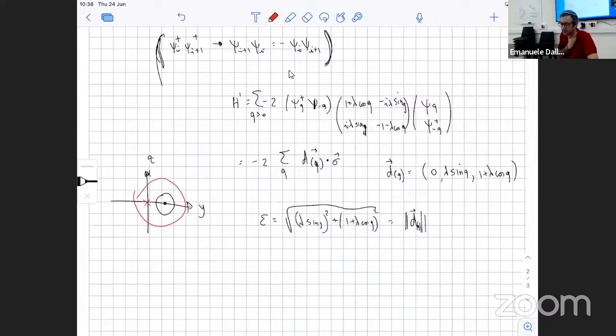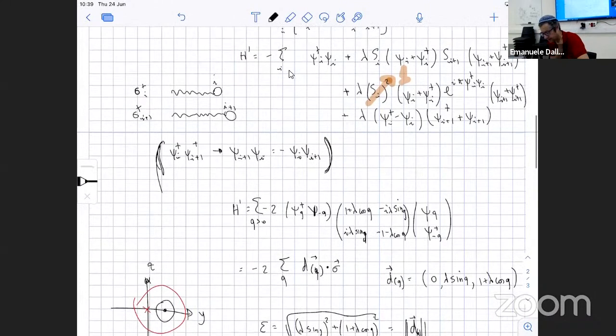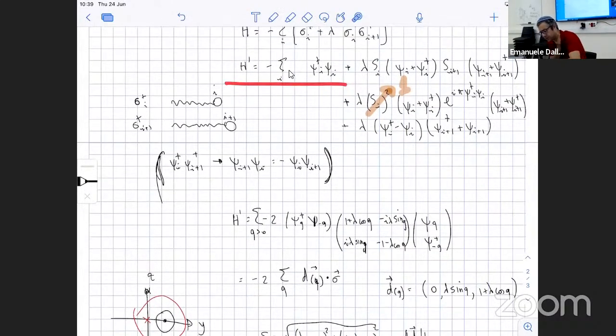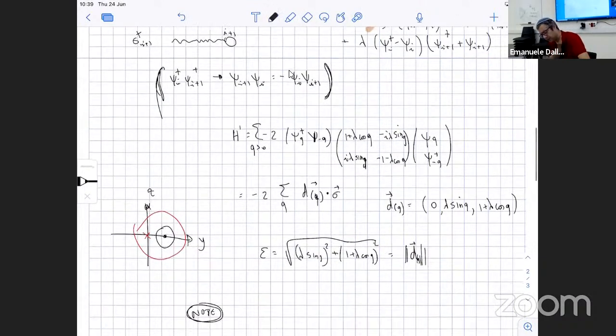What is the difference? The difference is that these are fermions and not spins. Now, to actually appreciate even more the analogy between these two models, it's nice to introduce some operators that are known as Majorana operators. So if you look at this Hamiltonian that we had, this is H prime. We can introduce Majorana operators, and they are defined as follows.